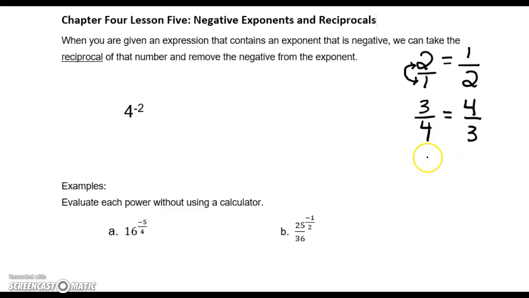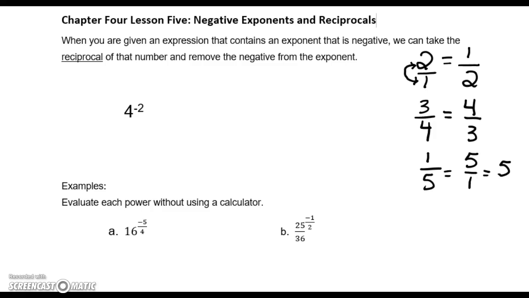So another example here would be, say, 1 over 5. That would be 5 over 1, which is just 5. So the reciprocal is essentially you just take the number and you flip it. So if it's not a fraction, you can make it a fraction by writing it over 1. Or say if it's a decimal, you can make it into a fraction using those skills that you learned previously.